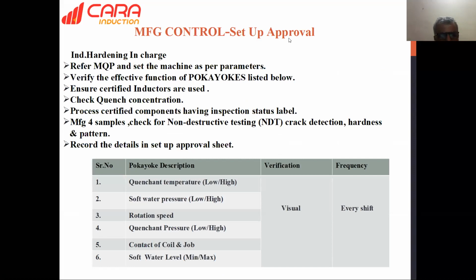This is the setup approval process. For induction hardening, setup approval is mandatory. Without approval, we are not allowed to start production. So setup approval is done in a systematic way. In setup approval, you need to check and record all the parameters you are using, that may be rotation speed, soft water pressure, quenching water temperature, quenching pressure, all parameters, and only then you start the production. Next.